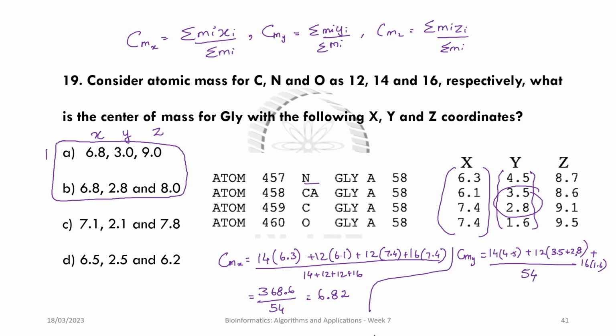14 into 4.5 plus 12 into 3.5 plus 2.8 plus 16, which is 164.2 divided by 54, 3.04.